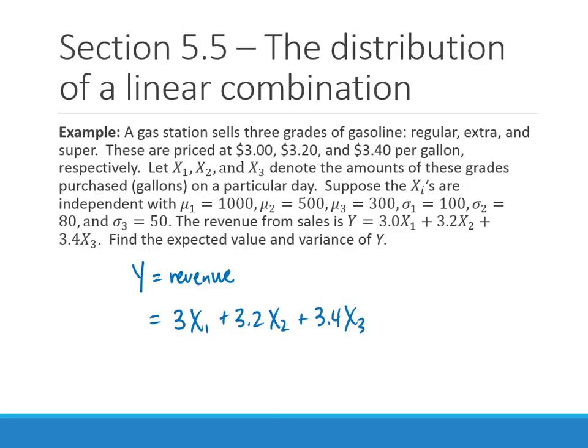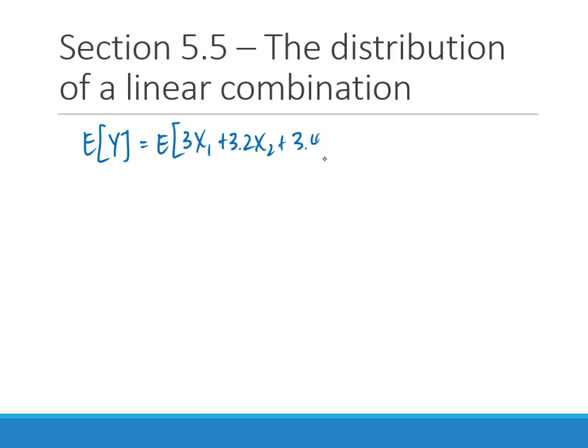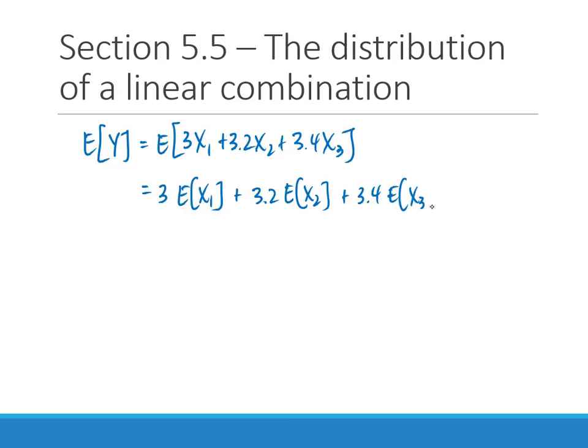Okay. So here we go. We want the expected value and variance of y. So the expected value of y, that's the expected value of 3x1 plus 3.2x2 plus 3.4x3. And of course now I can just split these up and take the constants outside. So this is 3 times the expected value of x1 plus 3.2 times the expected value of x2 plus 3.4 times the expected value of x3.